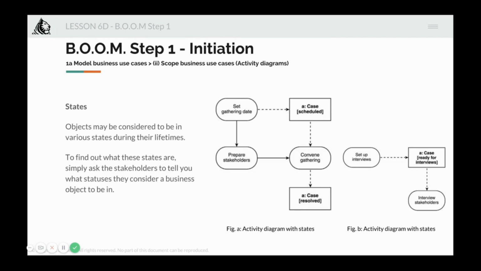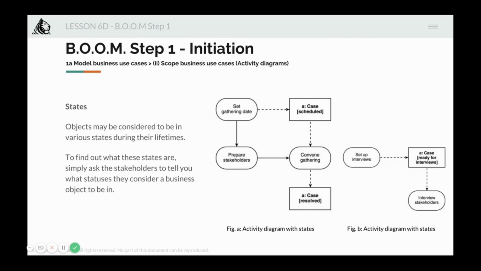right? The next thing I want to talk about is essentially states and essentially activity diagrams with states. Okay. What are states? So objects may be considered to be in various states during their lifetimes, right? So if you imagine an invoice moving through its life cycle, it will have different states during the entire process, right? So to find out what these states are, simply ask the stakeholders to tell you what statuses they consider a business object to be in. That itself will give you a very good idea, right?